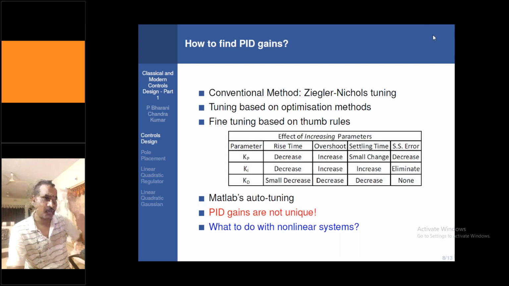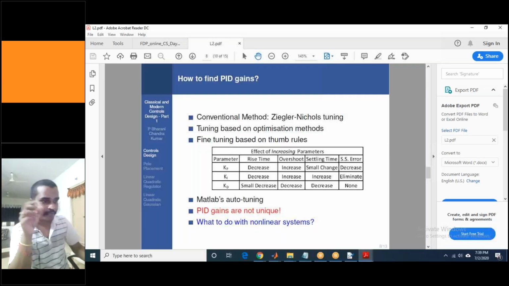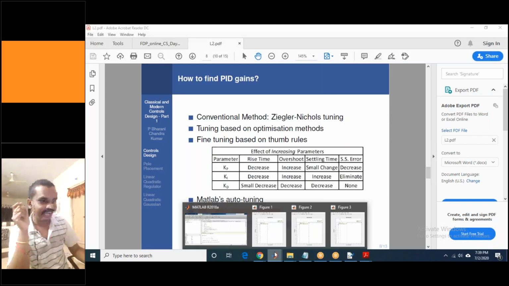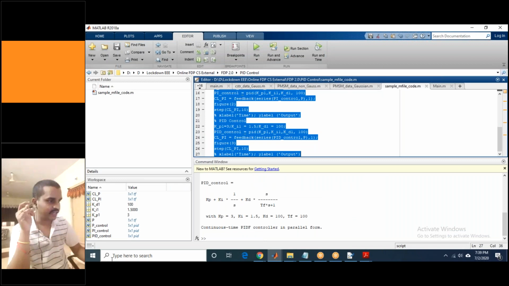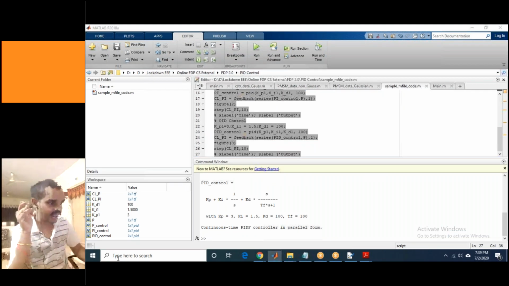Sir, just now you have shown one MATLAB file program for PID. Can you explain that code if possible? Okay, I will explain it in a minute. I will copy that into the PowerPoint and enlarge it so that you can see it. I will give you this code as well, not today, maybe tomorrow or the day after, because I want you to explore this first.